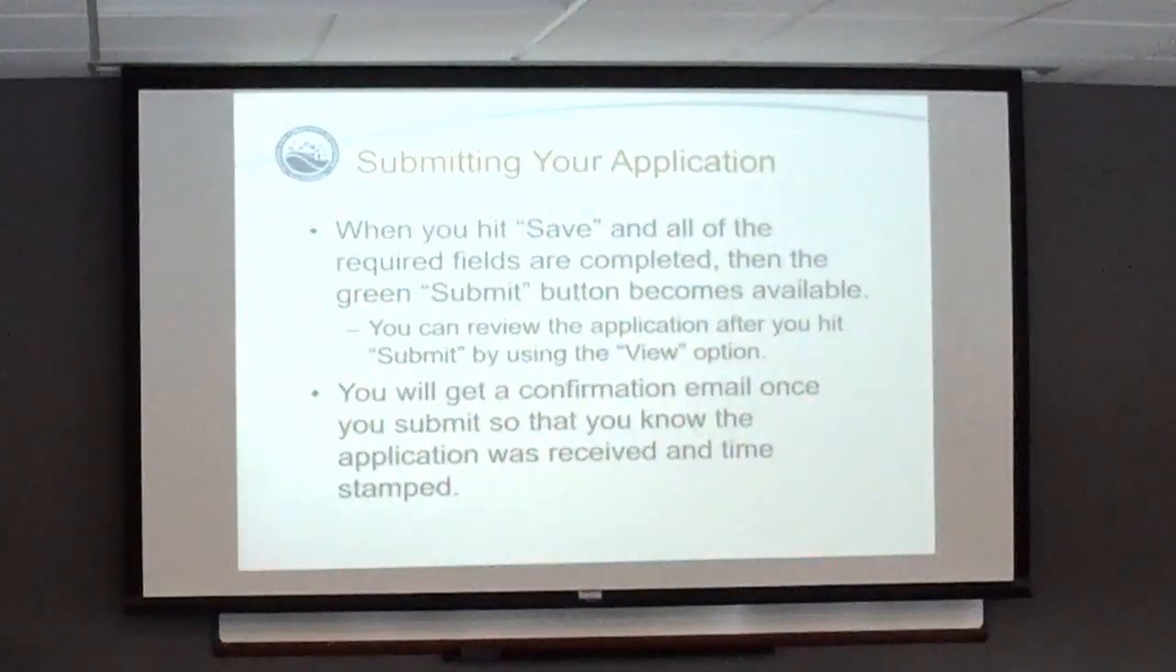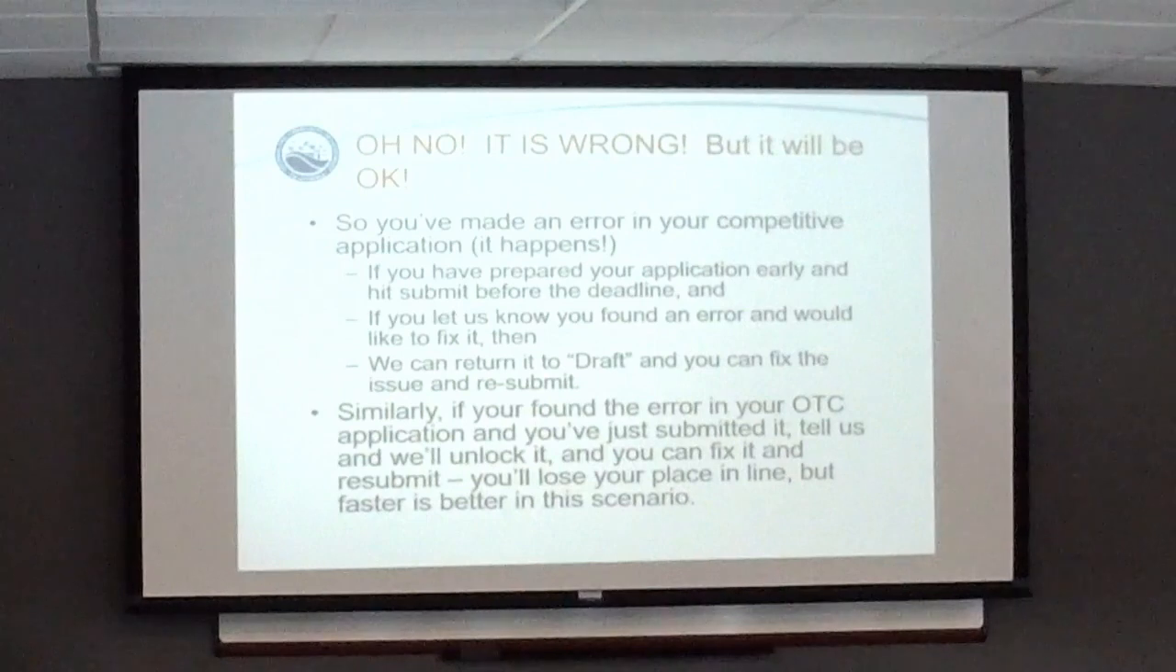Once you submit, you get a confirmation, a timestamp, so you know you submitted. But here's where it's okay. If you've prepared your application early and you've submitted a bit before the deadline, like a week or two weeks or whatever, and you realize you have an error in your competitive application, you tell us, we'll unlock it, let you go fix it. It's really easy. You just return it to draft and you get a notification your application has been kicked back to draft, you can go in there and fix it.